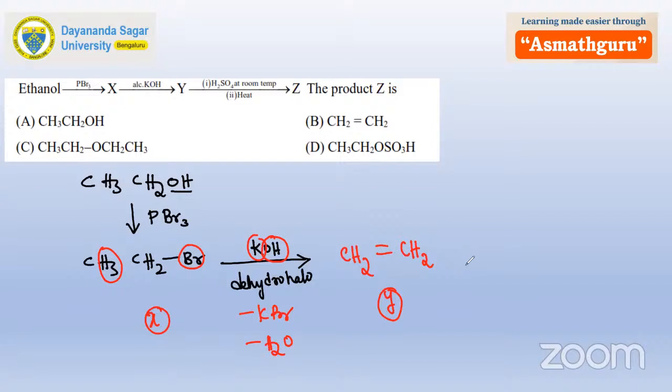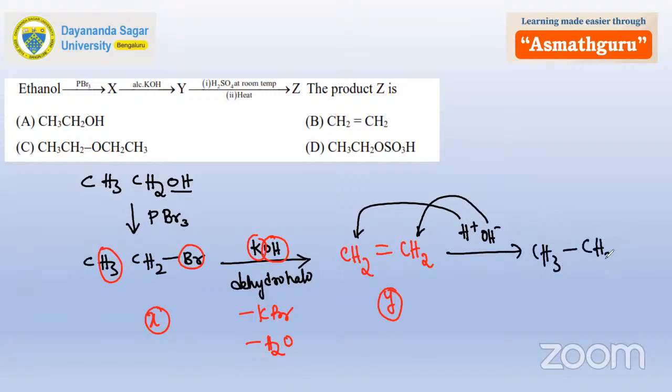So what is the next one? This undergoes hydration. What is hydration? Addition of H plus and OH minus. The H plus will attach to one carbon, and OH will attach to the other carbon. CH2 becomes CH3 and CH2OH. Oh, the same molecule gets repeated. What is the answer? The answer is A.